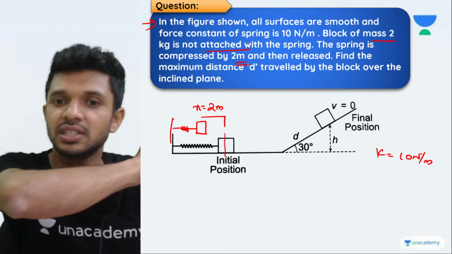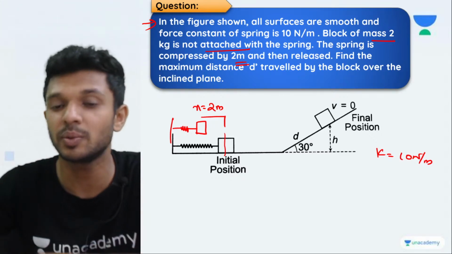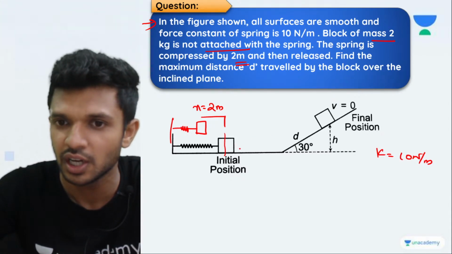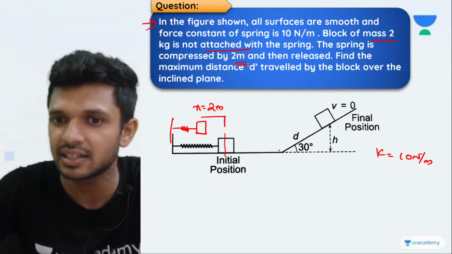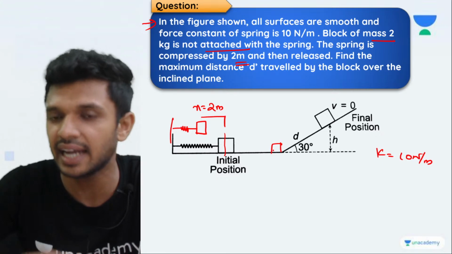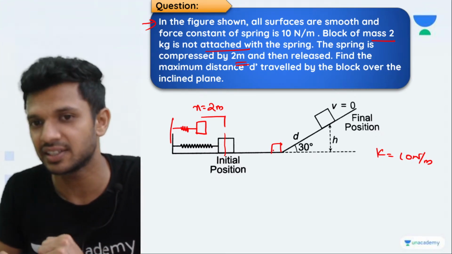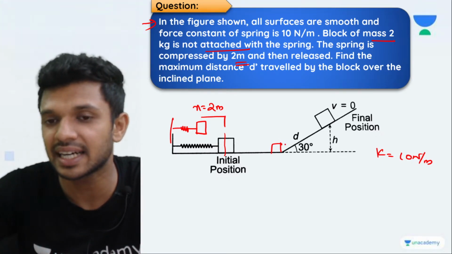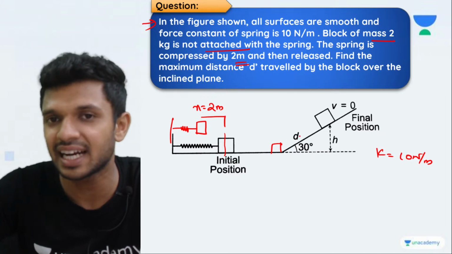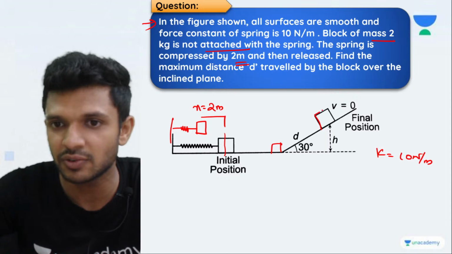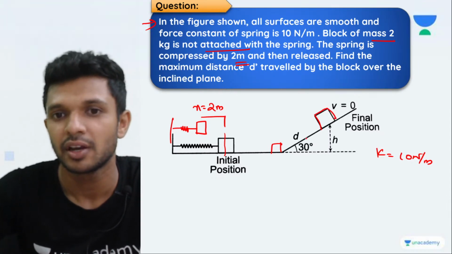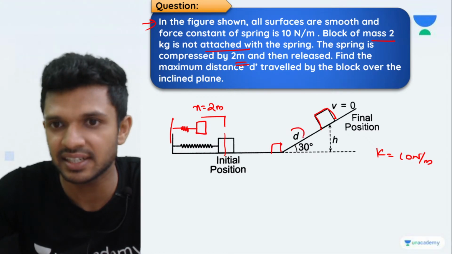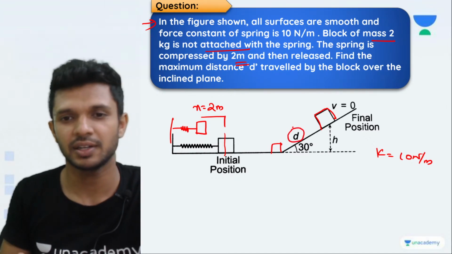So the mass will just be thrown away from this position. It will go up, go up, go up. Once it reaches the initial position of the inclination, it will start climbing. Once it starts climbing, velocity decreases, and finally its velocity becomes 0. Question: find out the distance d traveled by the block.